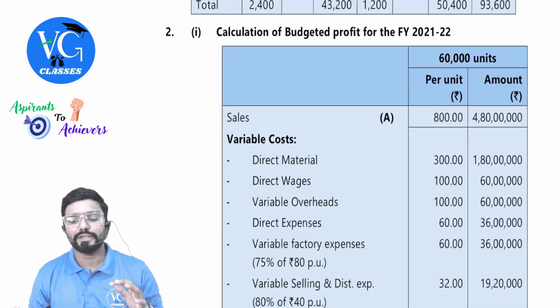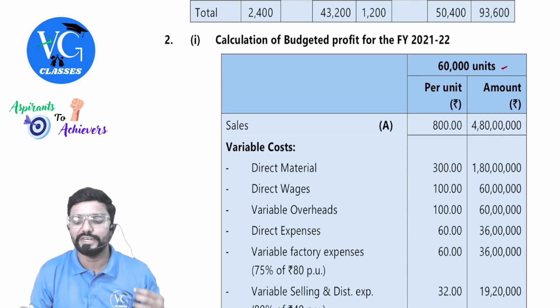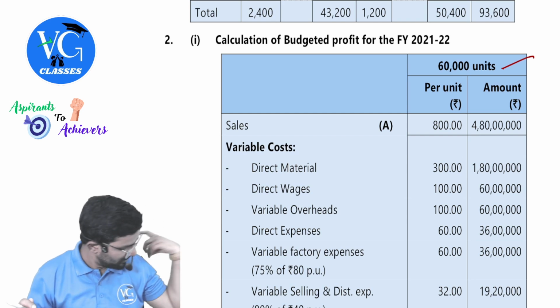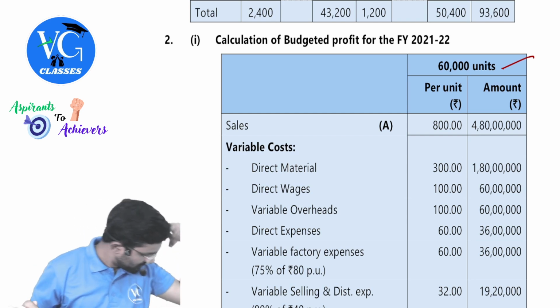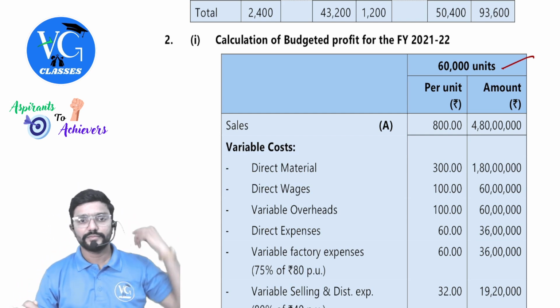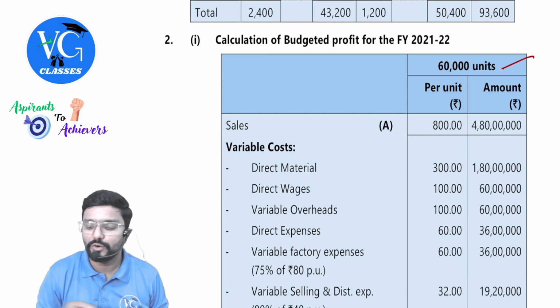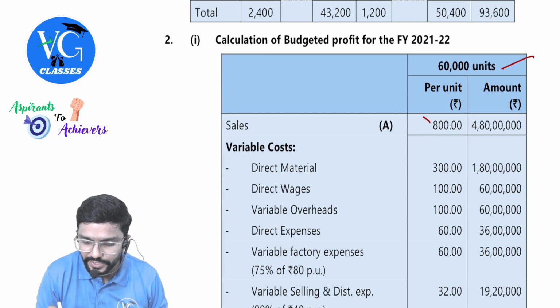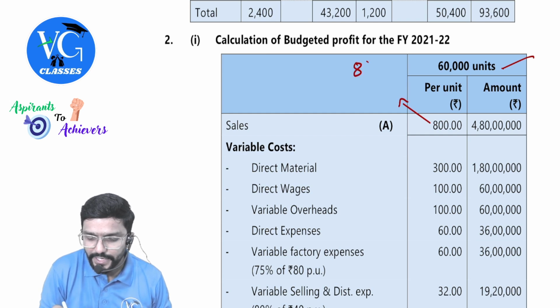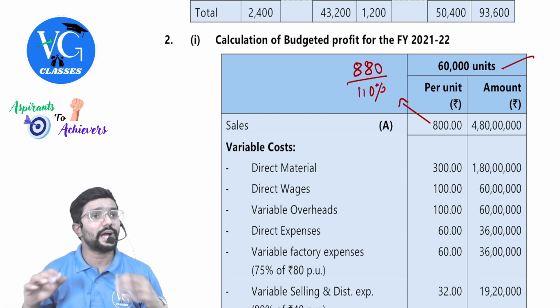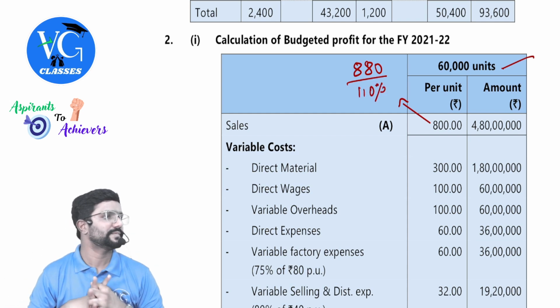Calculation of budgeted profit for the financial year 21-22 at 60,000 units level, guys. That is the present level. What is the selling price? 800. They have not shown how we derived it. If you want, you can show it as 880, which is the present price, divided by 110%. Why 110%, guys? Because after a 10% increase, it is 880.